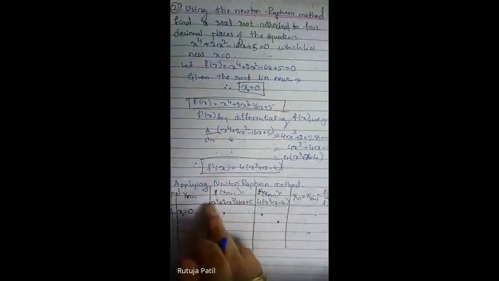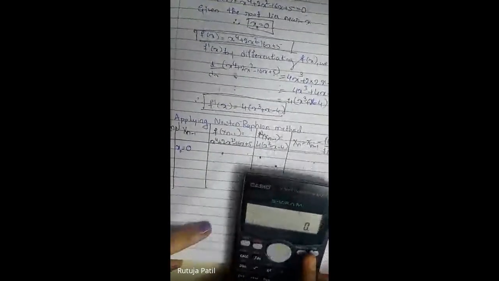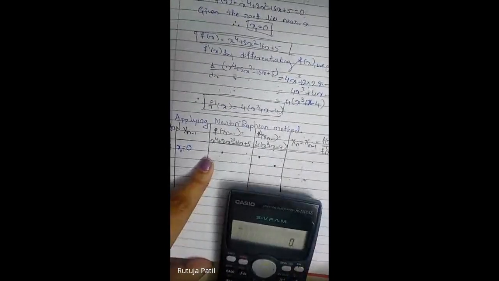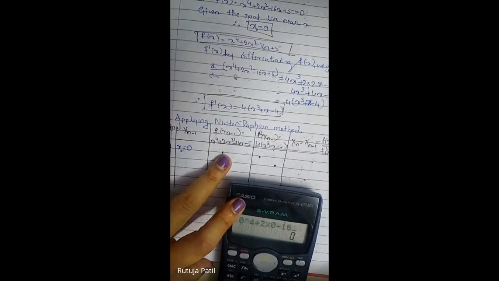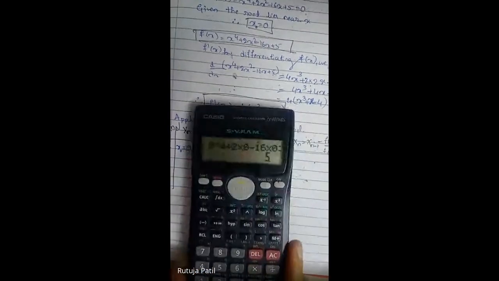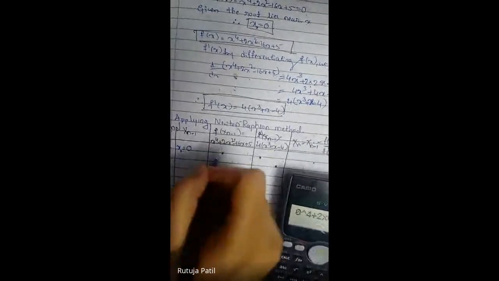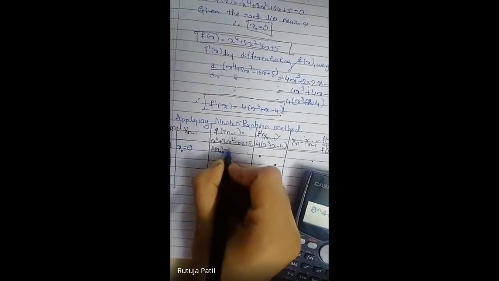Now substitute 0 in this equation. Substitute the value 0 in this equation. 0 to the power 4 plus 2 into 0 minus 16 into 0 plus 5. That is what we get, 5. That is our f of x naught is 5.